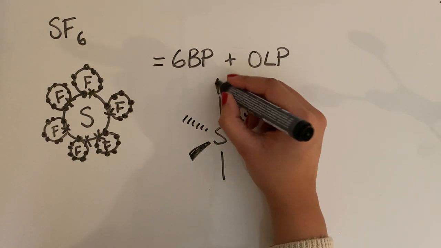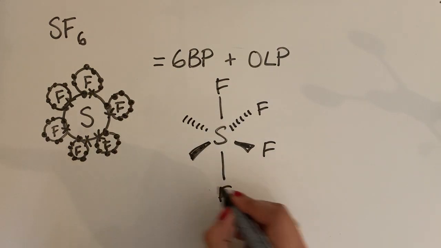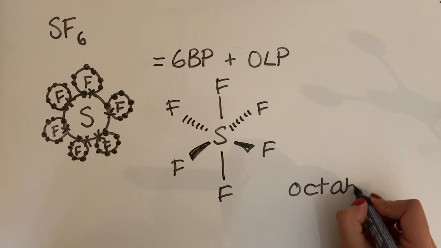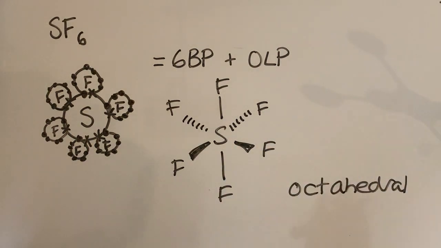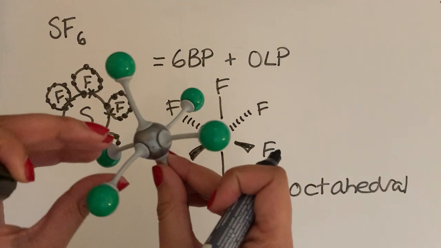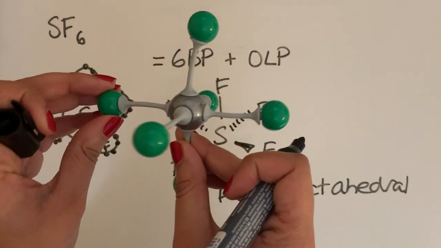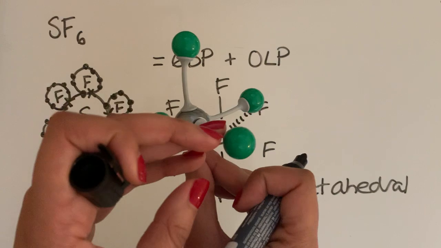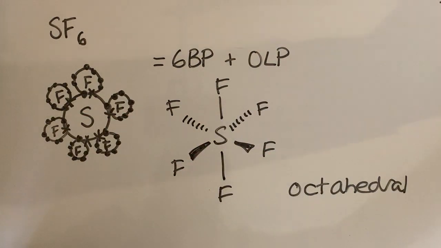I'll just put my fluorines in. We call this shape an octahedral shape. And the reason for that is, I know it's 6, but if you were to imagine these all to be a point on a shape, the shape would be an octahedron. So that's why this is called the octahedral shape.